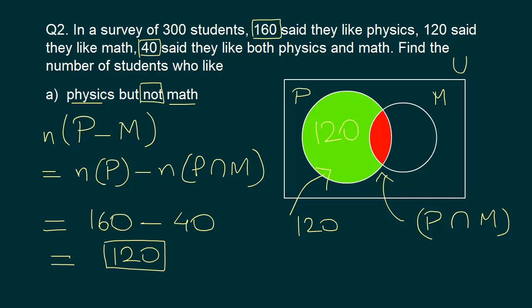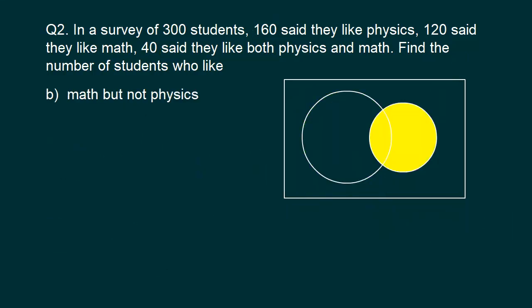Now let's take a look at part B. So part B is math but not physics. So it will be exactly the reverse. So this is physics, this is math. So what we need to find out here is M minus P. So we need to find out the number of elements in this set.